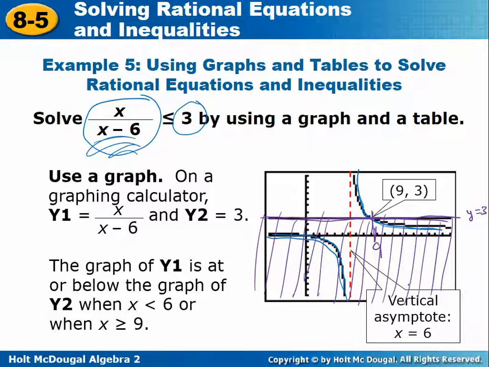So we can't let x be 6, but we can let x be less than 6. That would cover all of this part of the graph. And if I let x be greater than or equal to 9, that covers all of this part. Note that it's just less than 6 because it can never be equal to 6 because 6 is an asymptote. It can be equal to 9 because that's a point right on the graph.